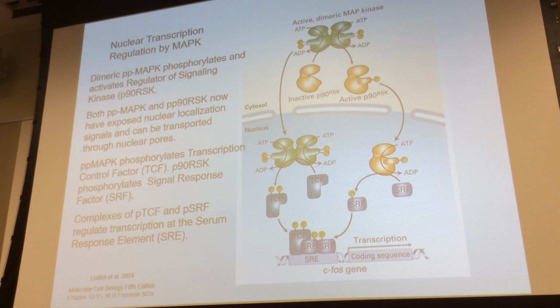Otherwise, how's it going to do its function? So here's our MAP kinase. It dimerizes. Here are our little phosphates on the tyrosines and the threonines. And at this point, it can begin to phosphorylate substrates. One of them that it's going to phosphorylate is called the regulator of signaling kinase, or an RSK. So again, now we're going to another kinase phosphorylation.